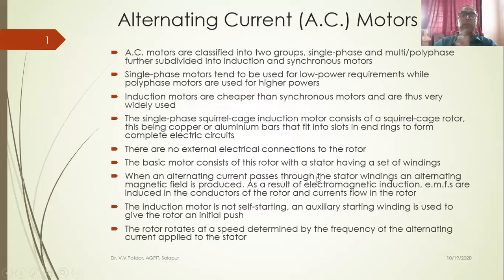AC motors are classified into two groups, single phase and multi-phase or polyphase motors. These single phase and multi-phase can further be subdivided into induction motors and synchronous motors. Now, single phase motors tend to be used for low power requirements, whereas polyphase, normally three phase motors are used for higher power requirements. Remember, we are discussing the actuators unit.